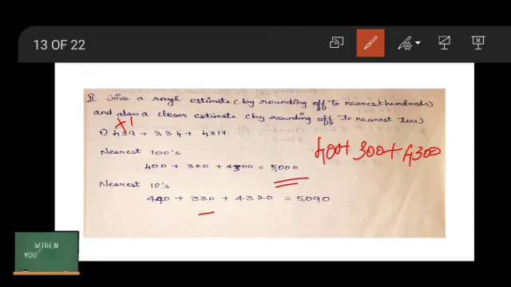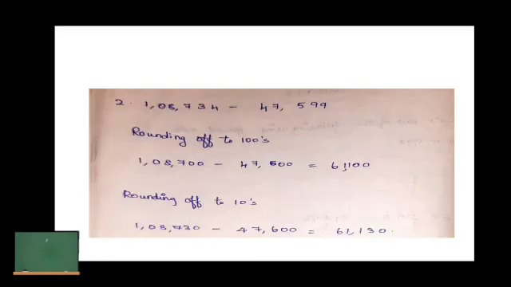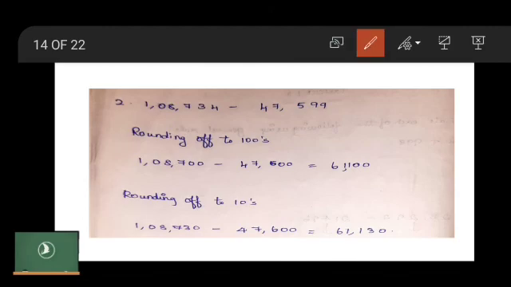Next is 4317. So 7 is greater than 5. We'll be adding plus 1 to the tens place value of 4317 so that it becomes 4320. As we calculate all these three numbers, we get 5090.